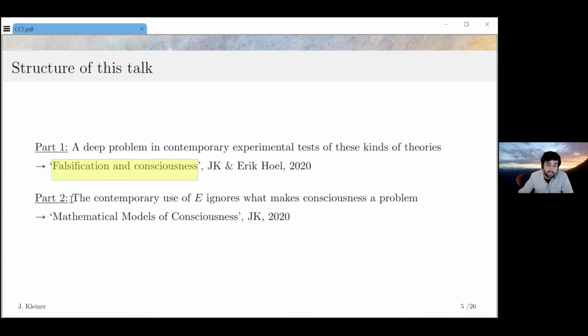And then in the second part, I will talk about how we have many models and a lot of wonderful ideas about how consciousness and the physical could relate, but we're kind of ignoring what makes consciousness a problem in the first place. We're ignoring the epistemic context of consciousness. And I'll say more about what this actually means when I come to it. And this is in my paper, Mathematical Consciousness, Models of Consciousness, which appeared in Entropy this year.